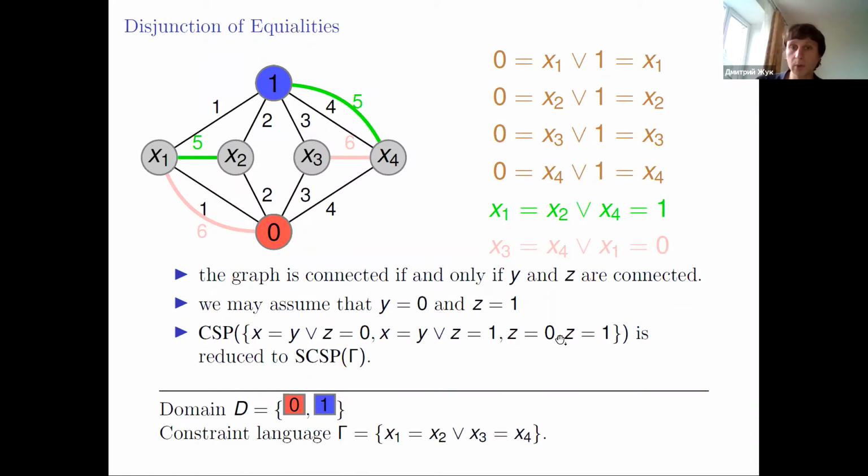And with z equals 0 and z equals 1, it's also easy to say that some variable is 0. I just identify this variable with the bottom variable, with y. I just use the equality relation.